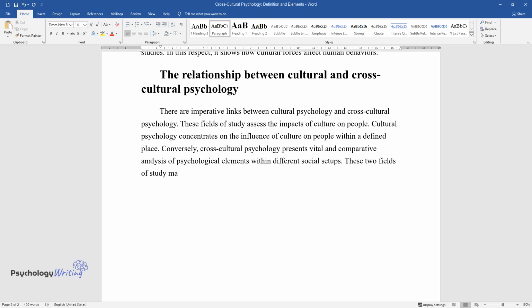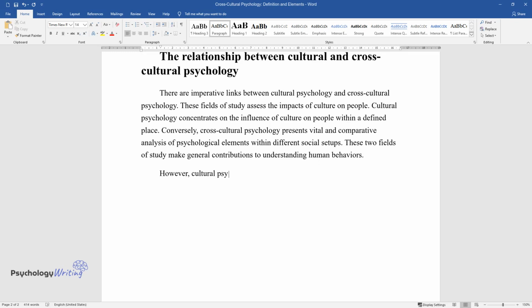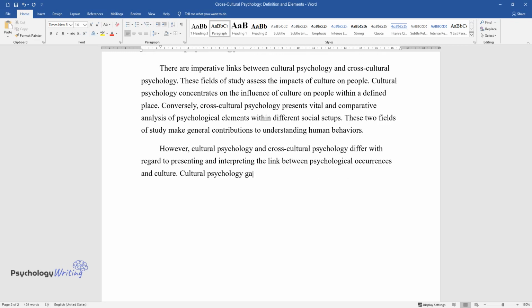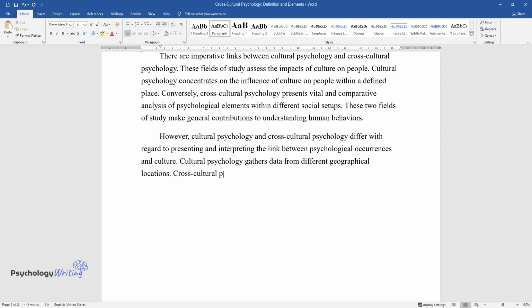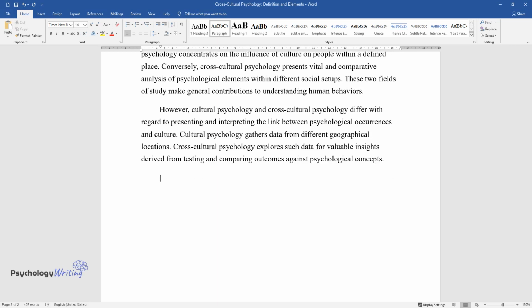These two fields of study make general contributions to understanding human behaviors. However, cultural psychology and cross-cultural psychology differ with regard to presenting and interpreting the link between psychological occurrences and culture. Cultural psychology gathers data from different geographical locations. Cross-cultural psychology explores such data for valuable insights derived from testing and comparing outcomes against psychological concepts.